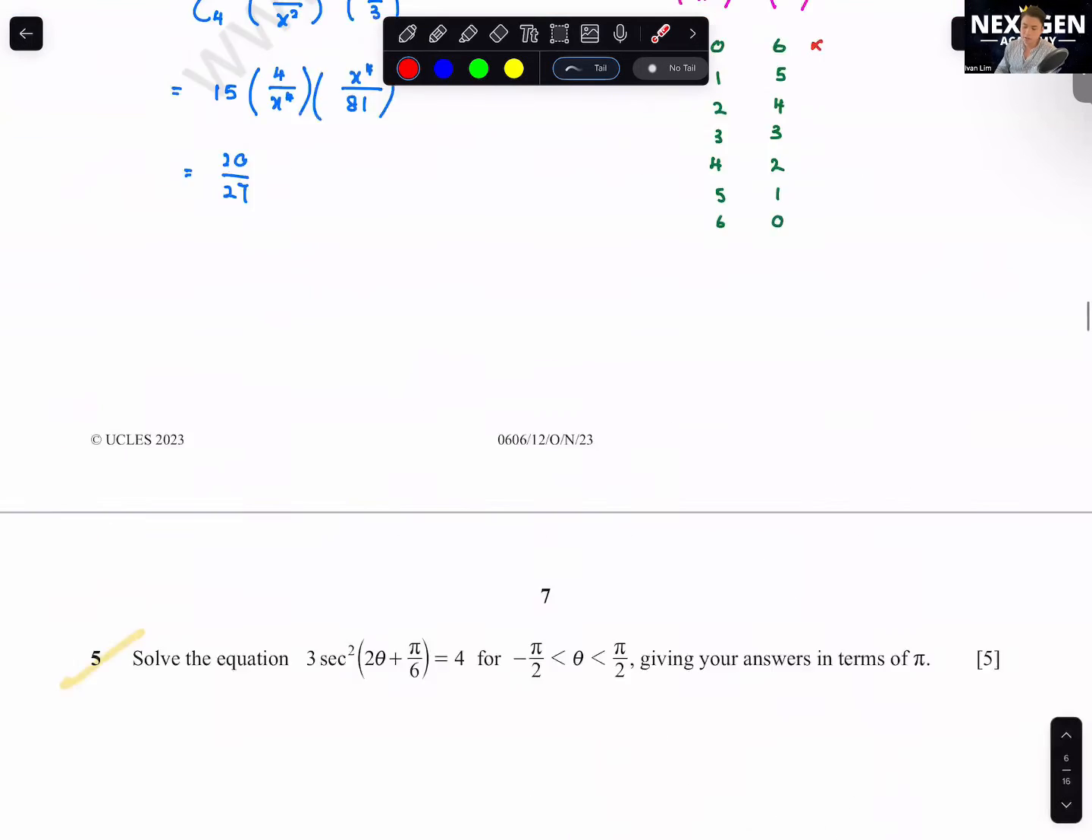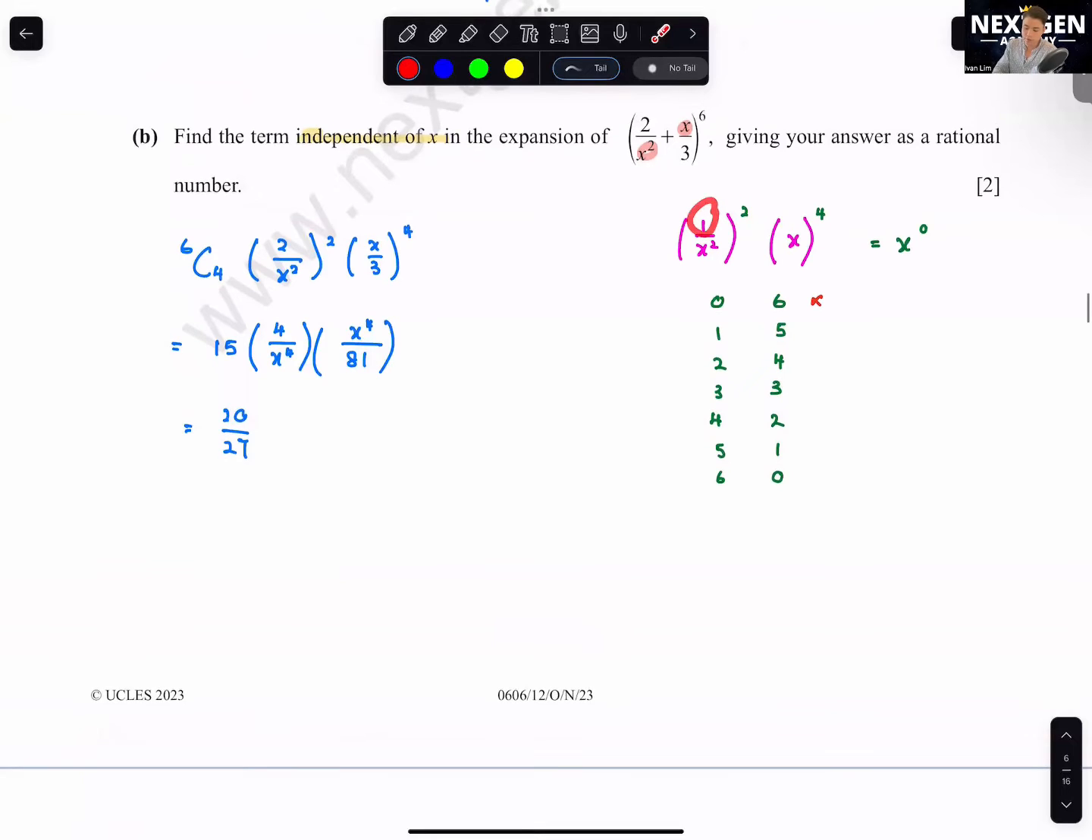You don't need the coefficient for the trial and error because you just need to focus on the x value.